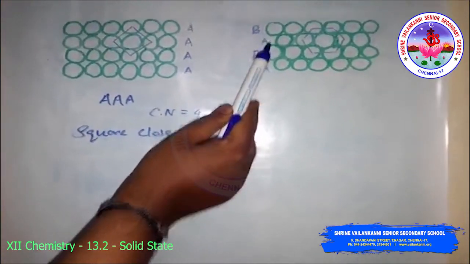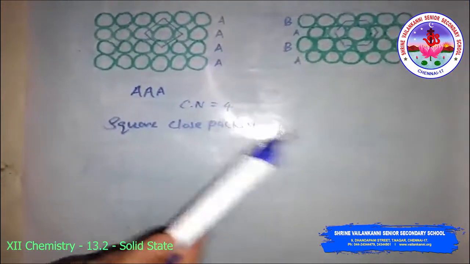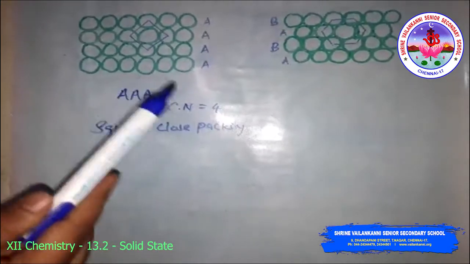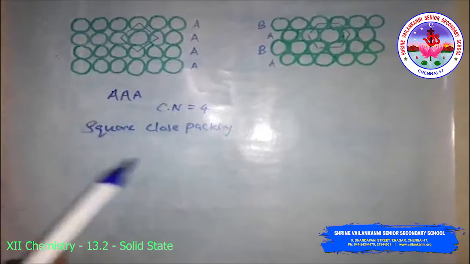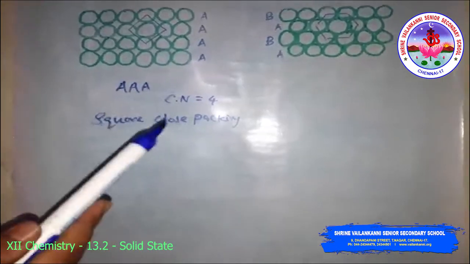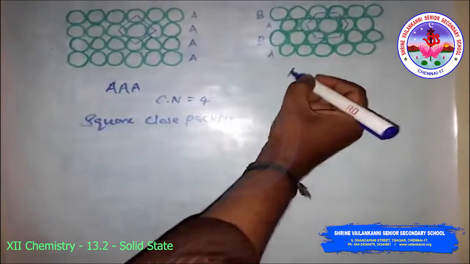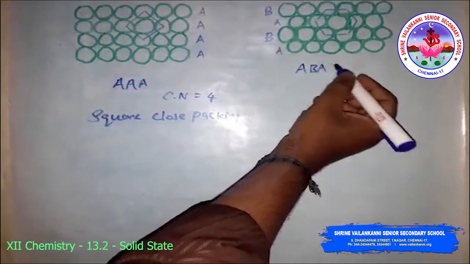Look at the second row and fourth row, it is the same. So that is also A. So the spheres of the similarly placed fourth row will be aligned with the second row of B. Hence this arrangement type is called AB type.